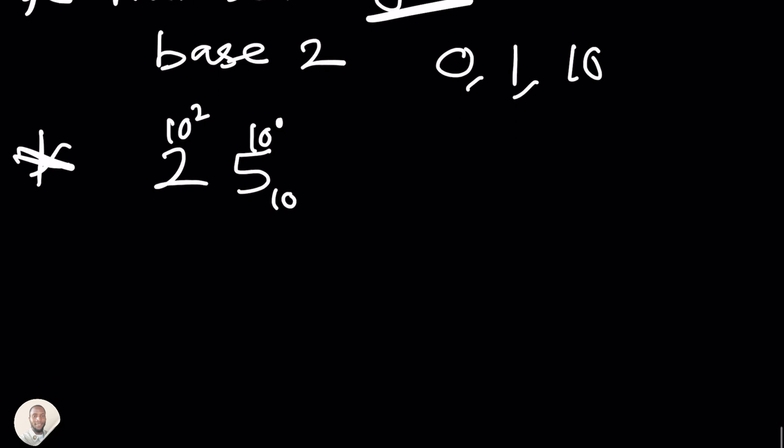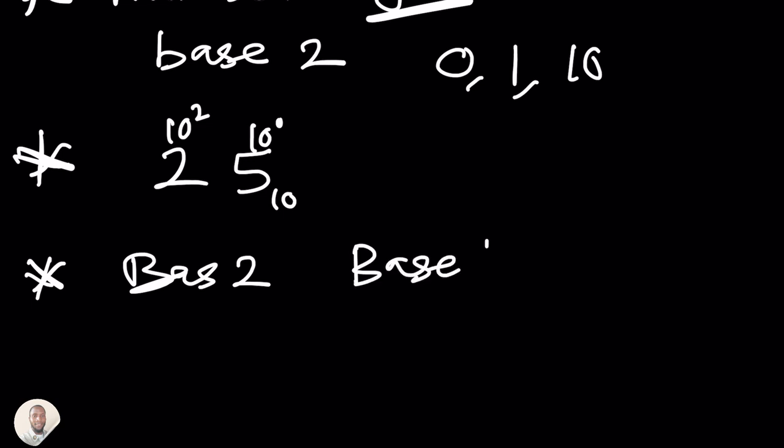Next, different bases are used for different applications. For example, your base 2 is used for computer. Your base 16 is used for programming, right? And base 8 is used for certain computing functions.